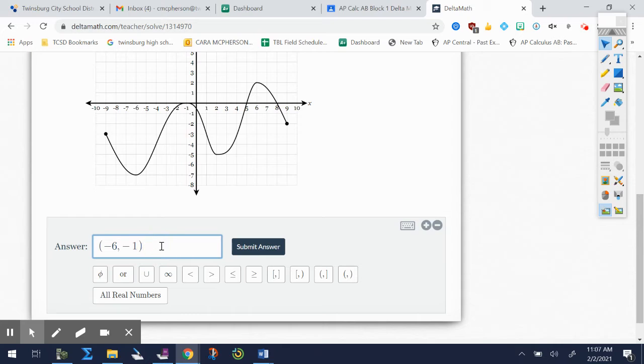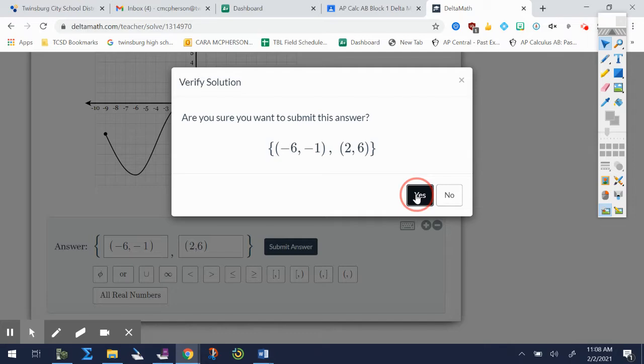And then there's a couple things you can do here. You can hit the little plus sign to give yourself a chance to do another answer, or you can use this little union button. It's a letter U that will say that there's another interval coming. So now it looks like it increases again from x equals 2 until x equals 6. So again, I'm going to put it in parentheses, but brackets would be acceptable. And then I'm going to submit that answer. Those are the only two places where it's increasing.